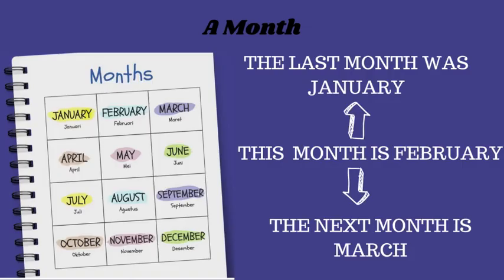For the next slide, it is a month. There are 12 months in a year. The first month is January, and then February, March, April, May, June, July, August, September, October, November, and the last one is December. Now, look at the right side. There is the use of the time. For example, this month is February. Before this month is January, so the last month was January. And after February is March, so the next month is March.